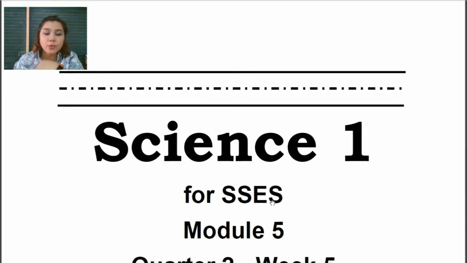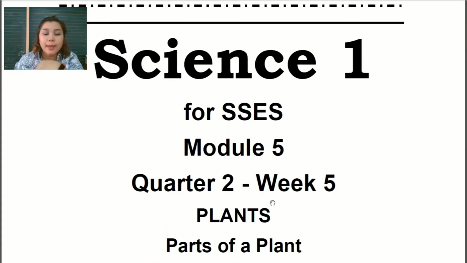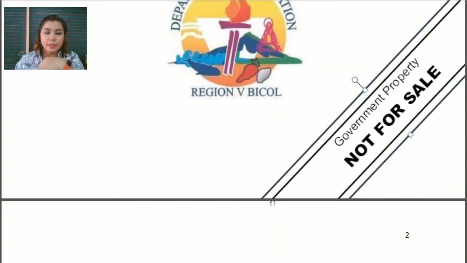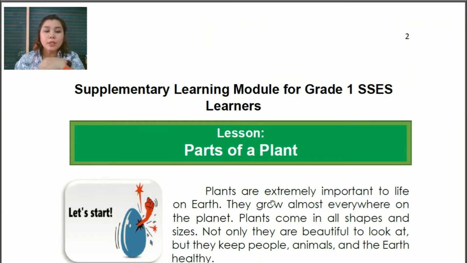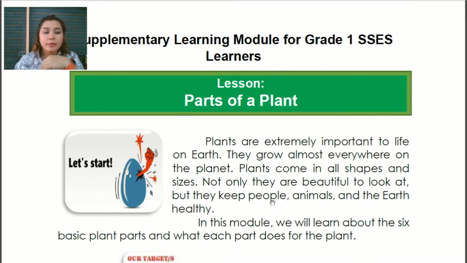So Quarter 2, Week 5 is about plants, parts of a plant. We are done with animals, and the next 4 modules will be about plants. Let's begin. Supplementary learning module for grade 1 SSES learners, lesson: parts of a plant.